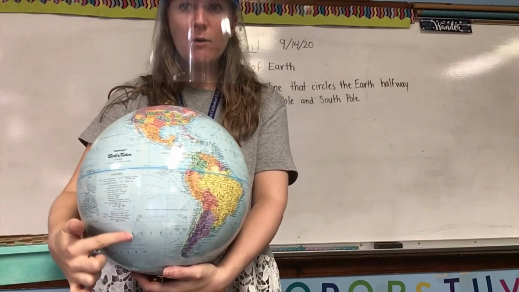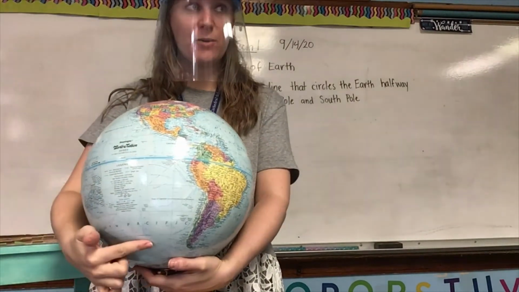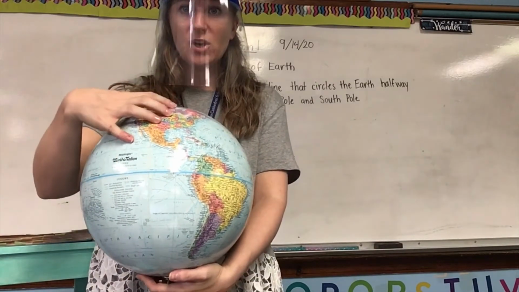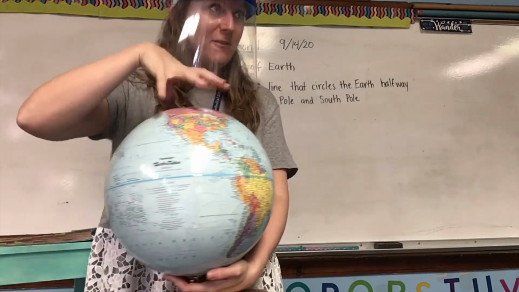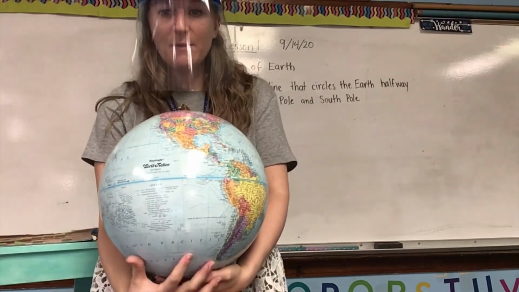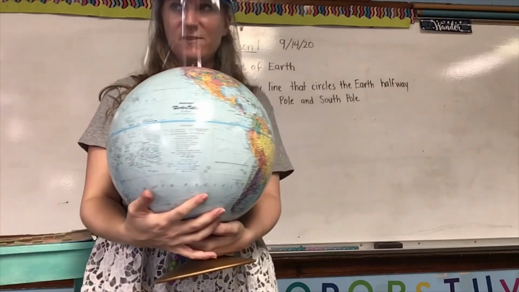Everything below this equator, or south of the equator, is the Southern Hemisphere. It's really easy to remember because north is up. Well, the top half of the Earth is the Northern Hemisphere. South is down. Well, the bottom half of the Earth is the Southern Hemisphere.